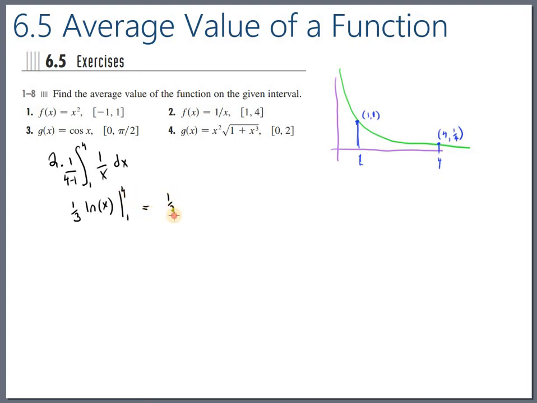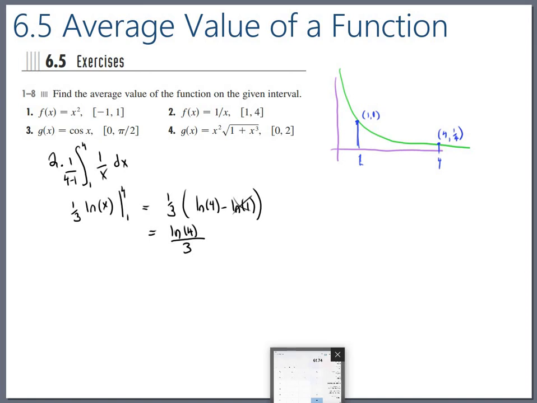So this becomes 1/3 times the natural log of 4 minus the natural log of 1. The natural log of 1 happens to be 0. So we really are just looking at the natural log of 4 times 1/3, or divided by 3. And really that is the answer. That's probably what the back of the book has. I'm just a little curious decimal-wise to see if it's closer to 1/4 or closer to 1.